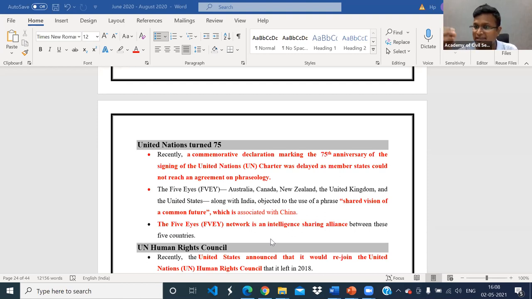The Five Eyes and India opposed the motto of the 75th anniversary of the UN, that is, shared vision of a common future. Why? This is a motto of China, because it was a motto of the Chinese development model. By imitating the Chinese model, the UN has taken it. These countries, having opposition towards China, opposed the shared vision of a common future motto of the 75th anniversary celebration of the UN.